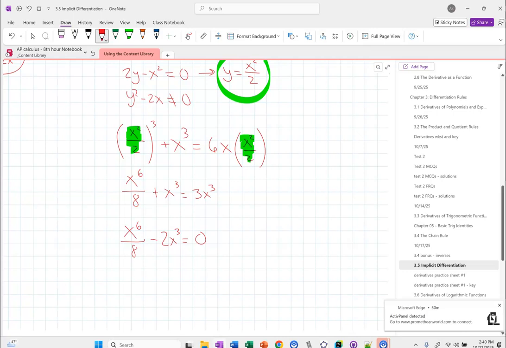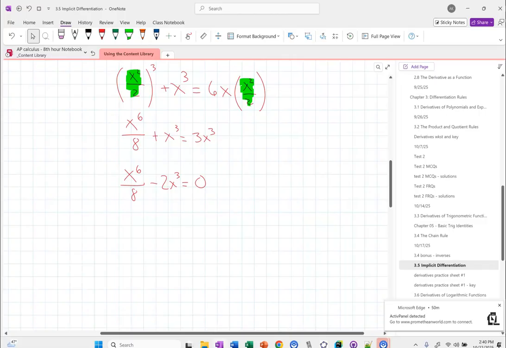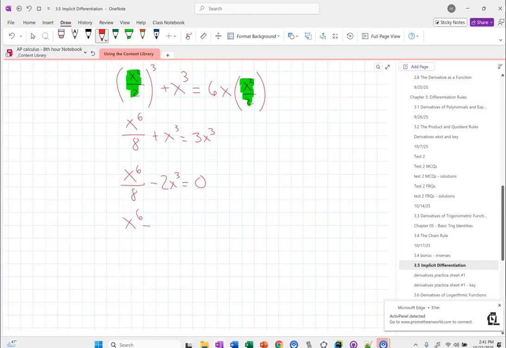Times by 8. Can you add to the other side times it by 8? We can multiply both sides by 8, sure. You want to do that? That's fine. It just gets rid of the fraction. Now what? Factor out x cubed. Okay, I like that.